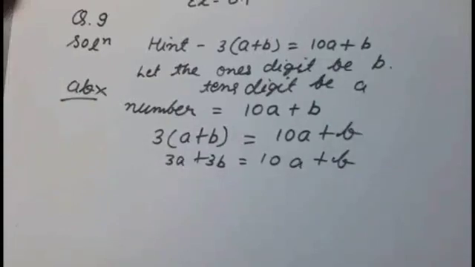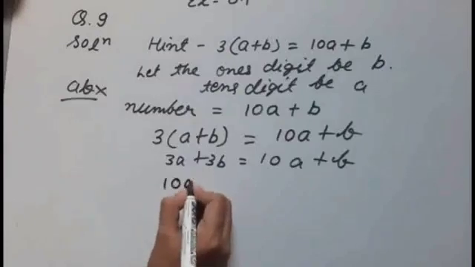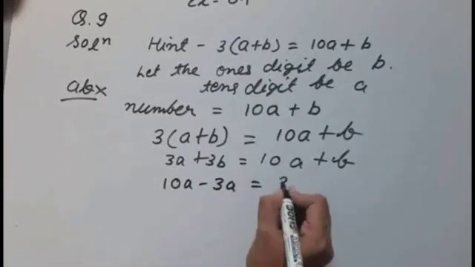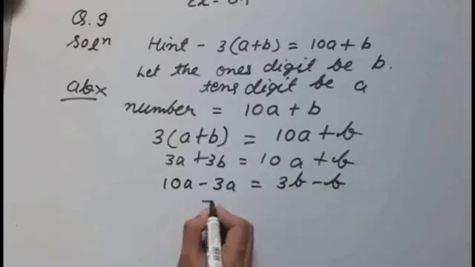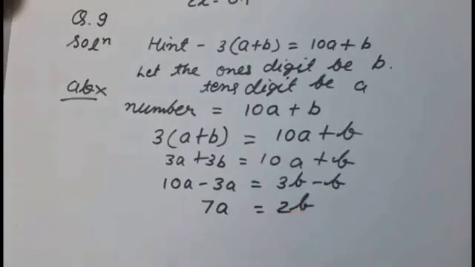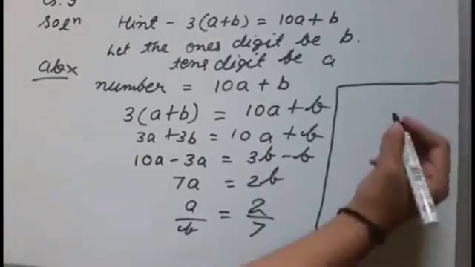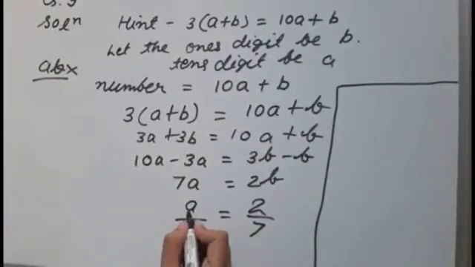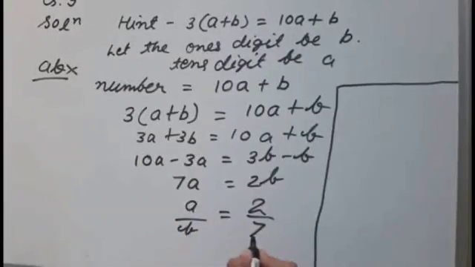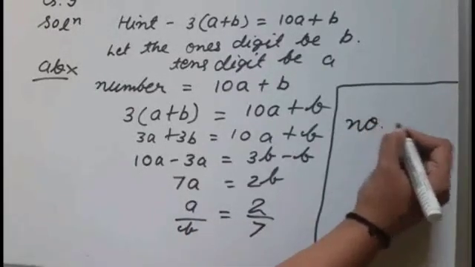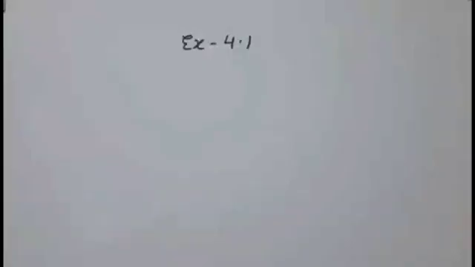Now transfer the like terms to one side. 10A minus 3A, here 3B minus B. So here we have 7A is equal to 2B. Now write in fraction form, A upon B is equal to 2 upon 7. Now let's compare it and form the number. Tens digit 2, ones digit 7. So the number is 27 and it is the answer.